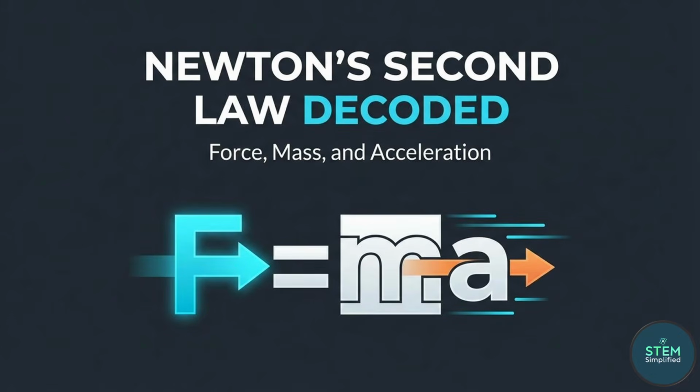This is Newton's second law. Motion is constantly happening around us, yet the reasons objects speed up, slow down, or change direction are not always obvious. Physics helps us explain these changes by identifying the forces responsible for motion. One of the most important ideas used to understand this is Newton's second law of motion, which connects force, mass, and acceleration into a single relationship.